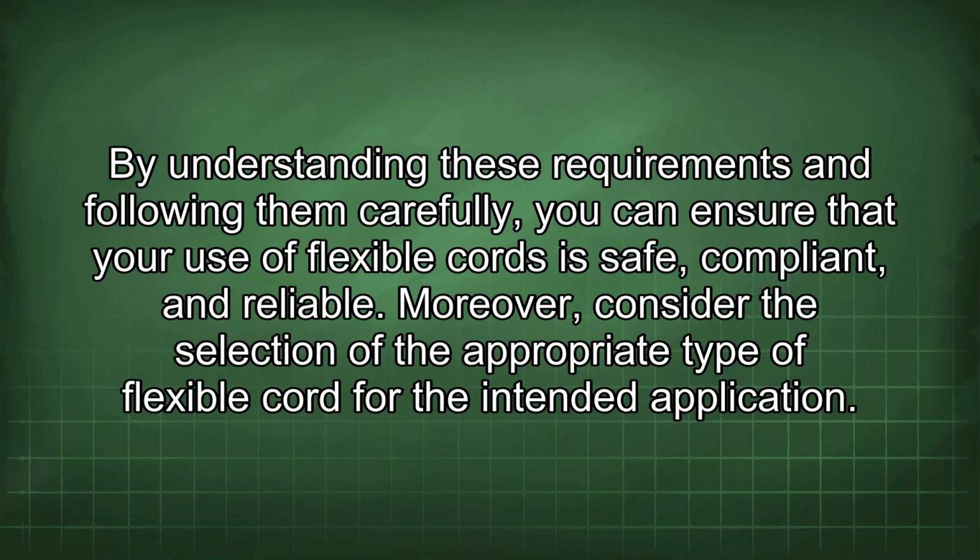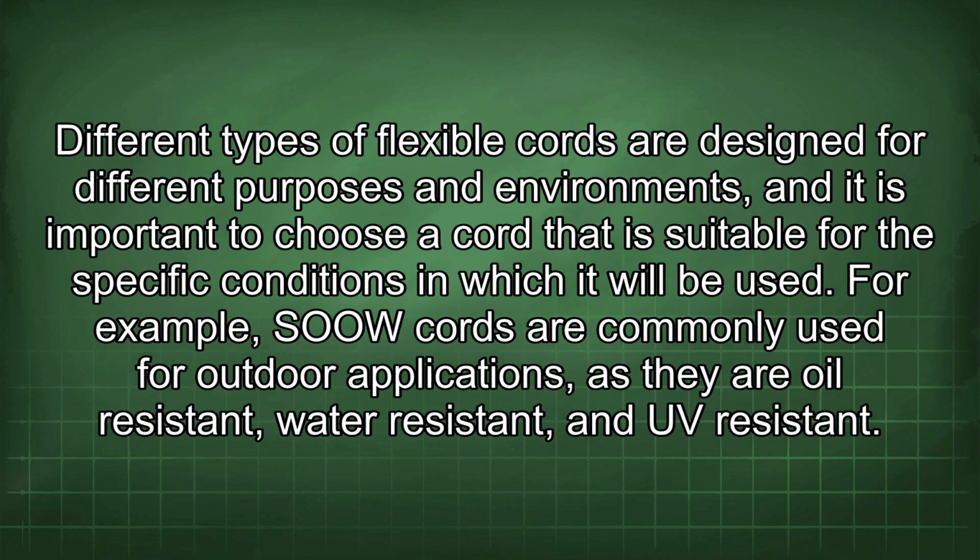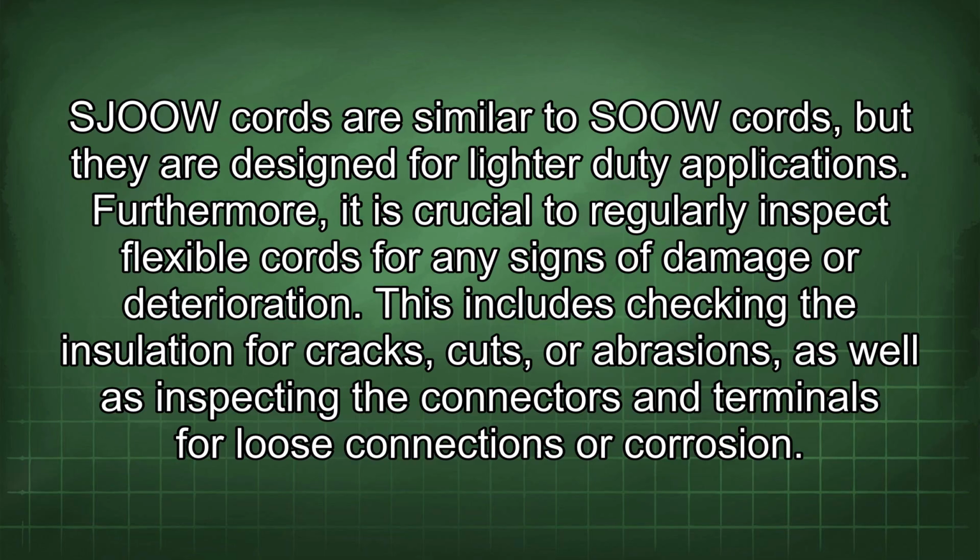and reliable. Moreover, consider the selection of the appropriate type of flexible cord for the intended application. Different types of flexible cords are designed for different purposes and environments, and it is important to choose a cord that is suitable for the specific conditions in which it will be used. For example, SJ cords are commonly used for outdoor applications, as they are oil-resistant, water-resistant, and UV-resistant. SJ cords are similar, but they are designed for lighter-duty applications.